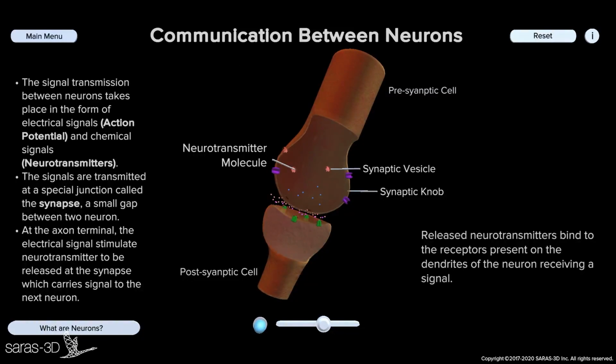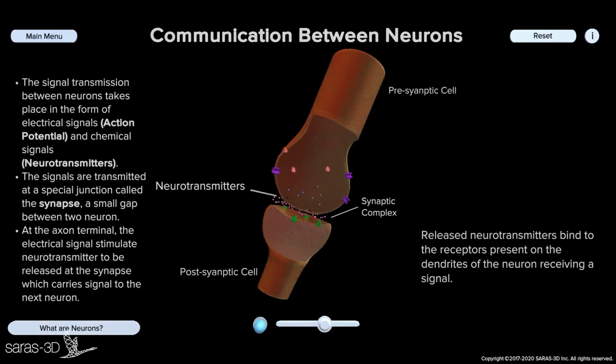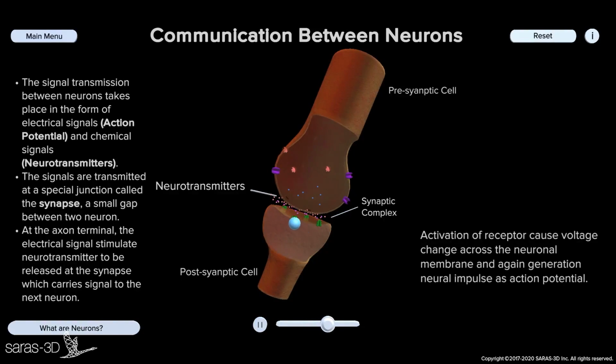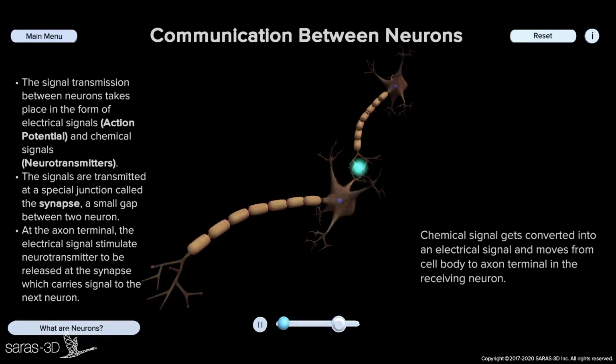Now, as soon as these neurotransmitters are released, they bind to the receptors present on the dendrites, and hence this signal is passed on to the next neuron. This neurotransmitter causes a change in the voltage across the neuronal membrane. It carries the electric signal in the form of action potential along the length of the neuron. So this is how the signal gets passed to the next neuron, gets processed in the cell body, and again moves on towards the axon terminals in order to be passed to the next neuron.